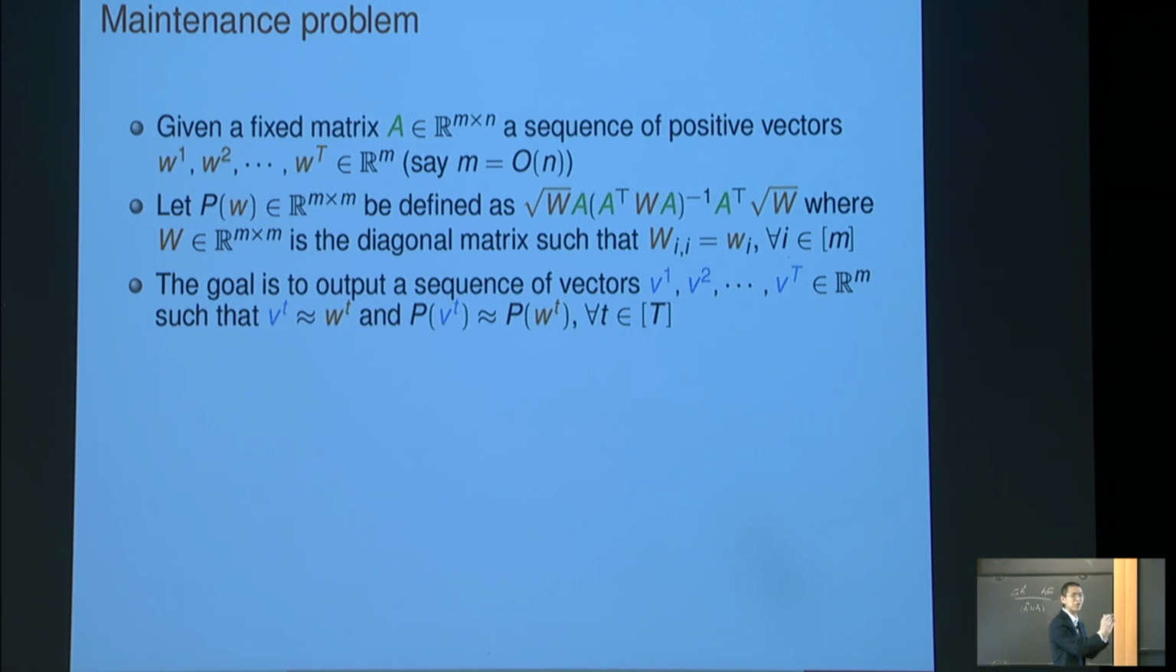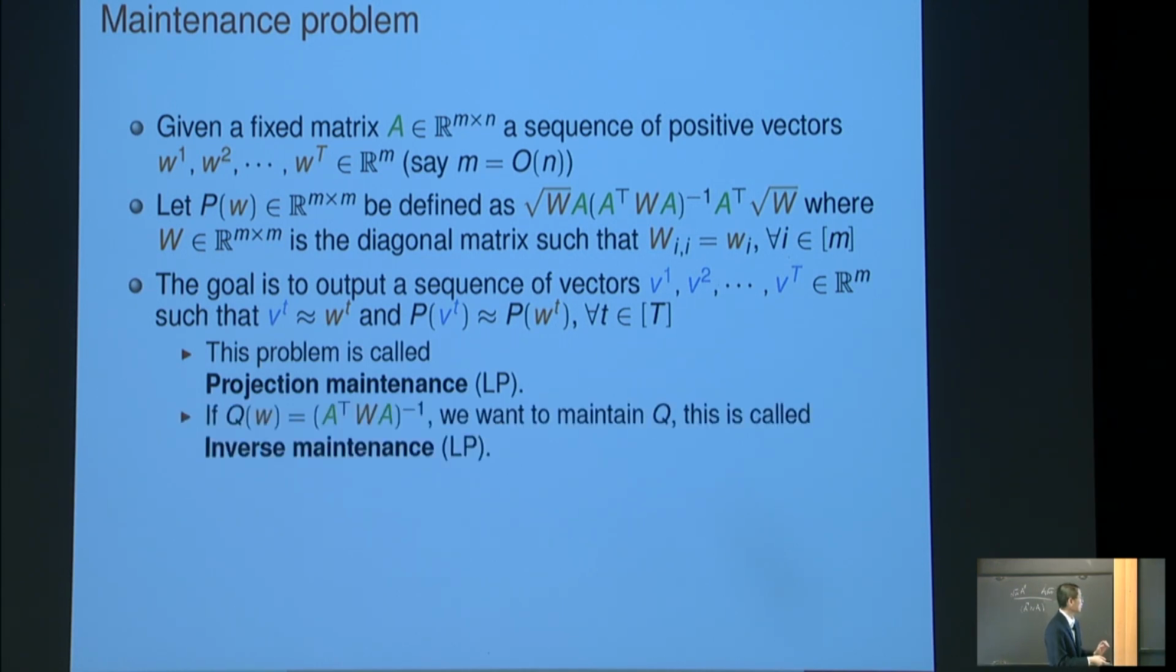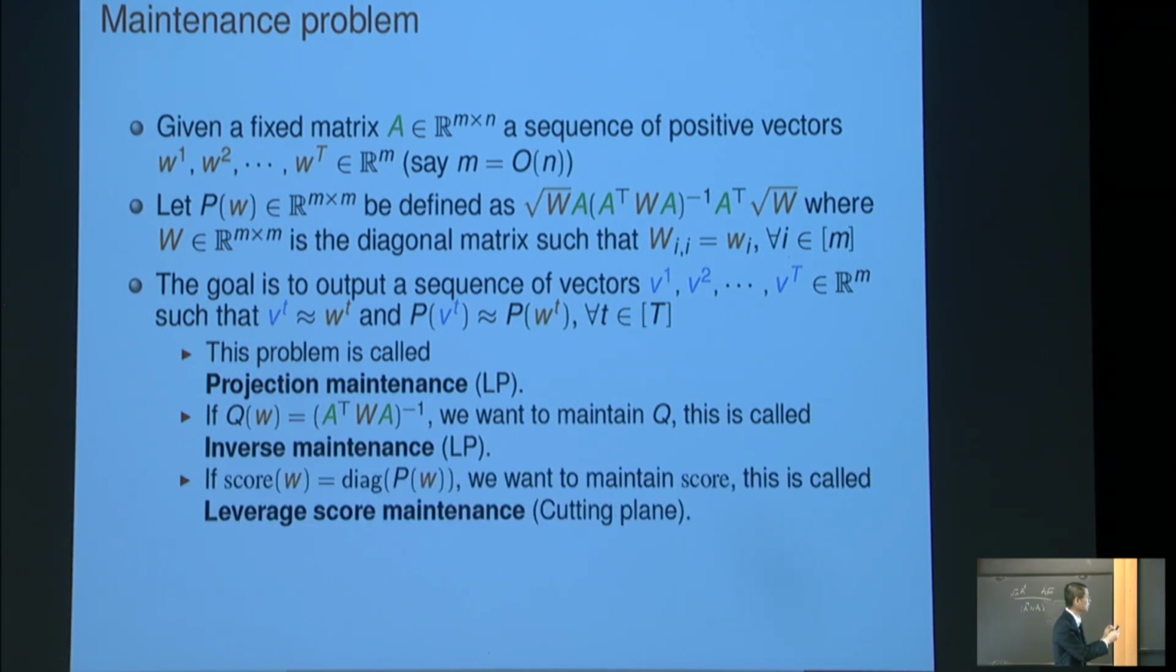Just think about P as a function of this; some function should be found. We call this the projection maintenance problem. And if you just look at the inverse, it's called inverse maintenance. Both LP need this too. In cutting plane method, you need not only the first two, you also need the last one. You need to care about diagonal entries. That's one reason cutting plane is harder than LP.